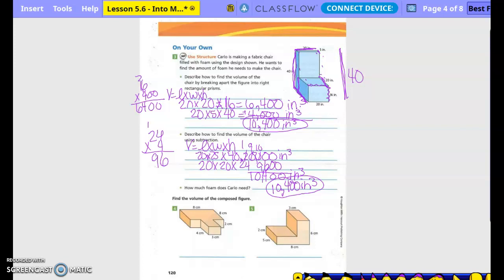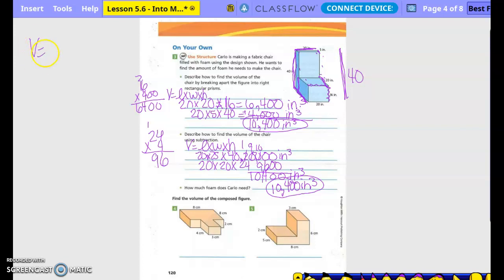Okay, so find the volume of the composed figure. So I don't know how you guys like to do it, but I personally, unless it's pretty straightforward what needs to be subtracted, I like to break it into 2 boxes. So do you guys want to do the 2 boxes, or do you want to find the empty area? 2 boxes? Okay, so let's do that for number 4.